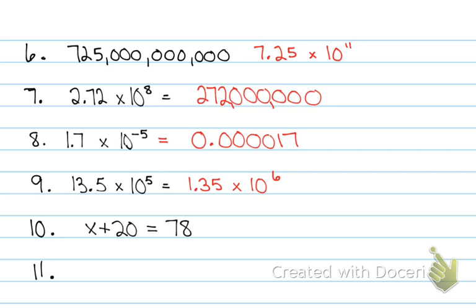Okay, sorry, had a little technical pause there. Sorry about that. All right, so our equation on number 10 was x plus 20 equals 78. Okay, because we needed to subtract to solve, so addition goes in our equation.